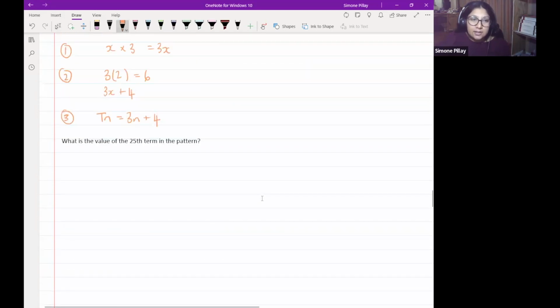Now let us see what is the 25th term in the pattern. What I want you guys to tell me, should I put in 25 where I have Tn, or should I put in 25 where I have n? Is 25 my input or my output? I see you guys saying input. 100%. 25 is my term number, and my term number is my input.